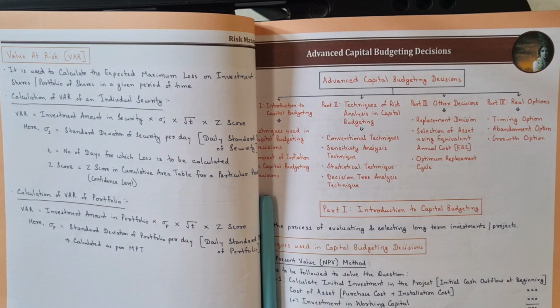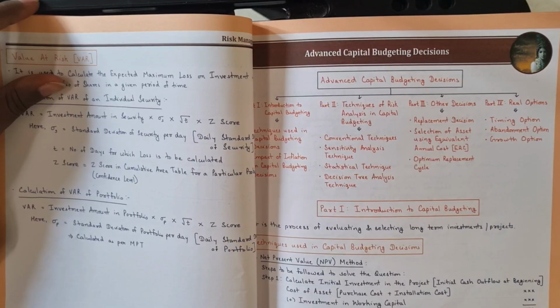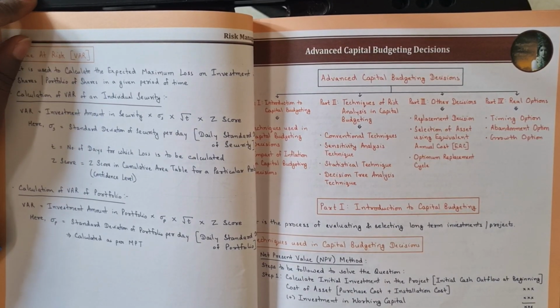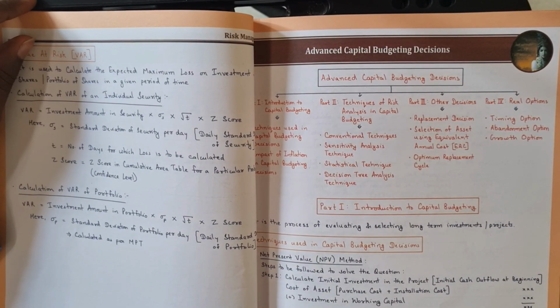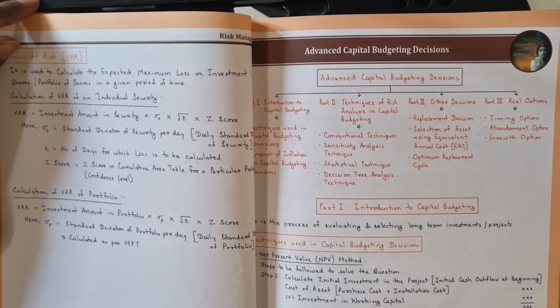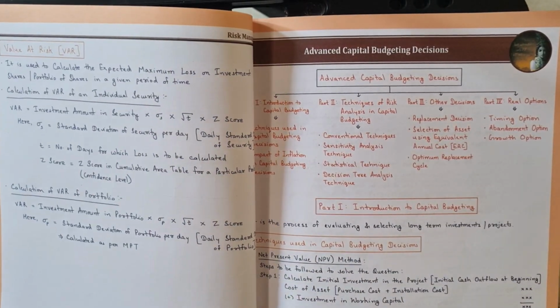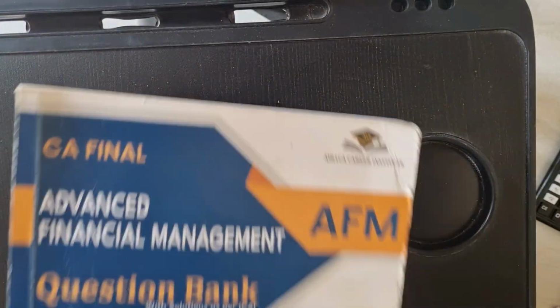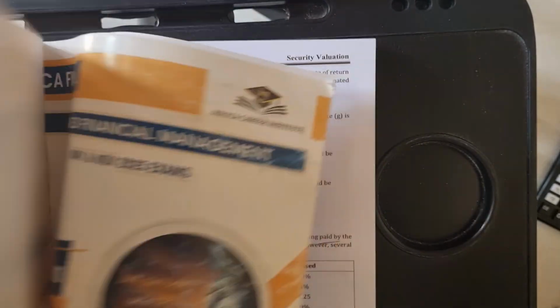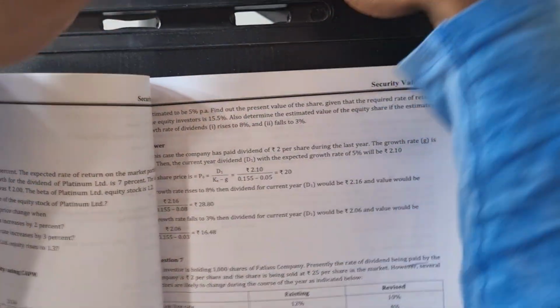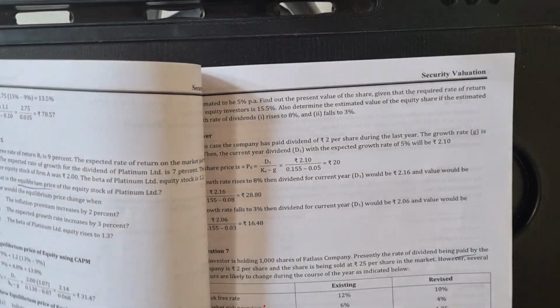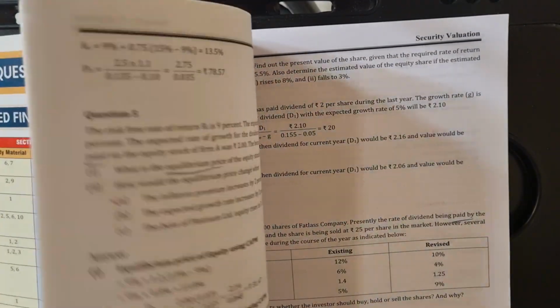So how do we calculate the standard deviation? Standard deviation is calculated as per Markowitz portfolio theory or modern portfolio theory. So we look into the questions. It is very easy. We'll just solve it on the calculator. Let's see.